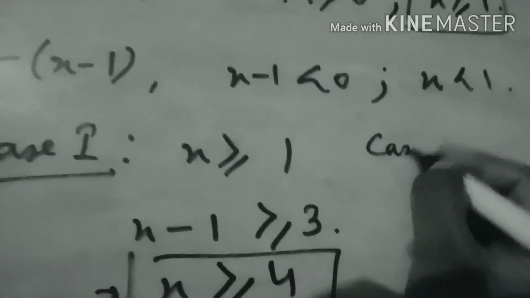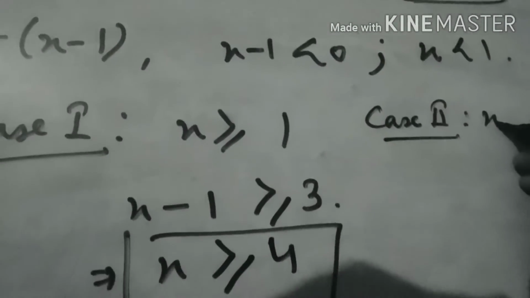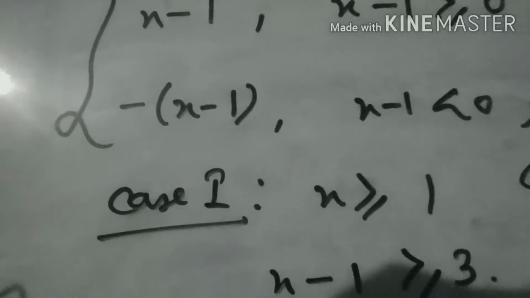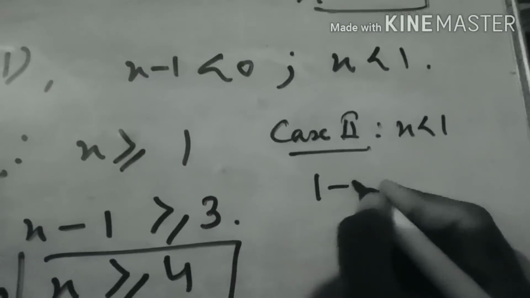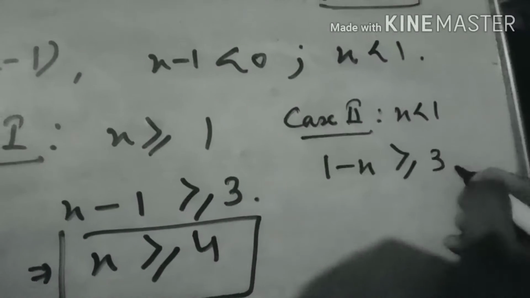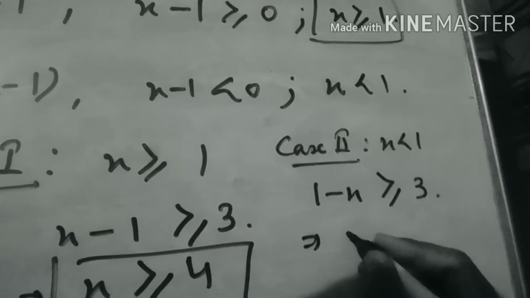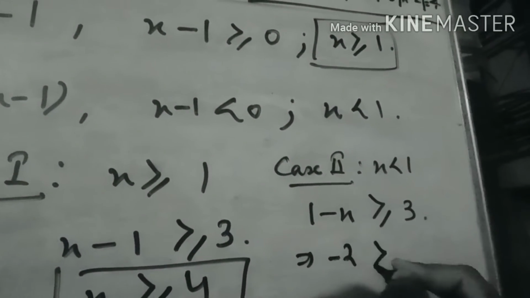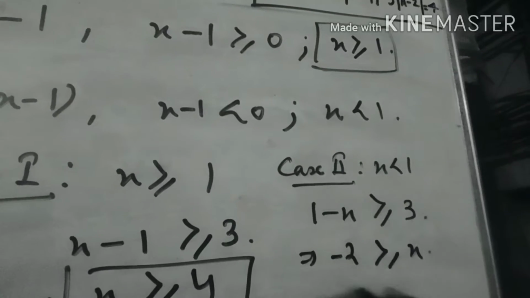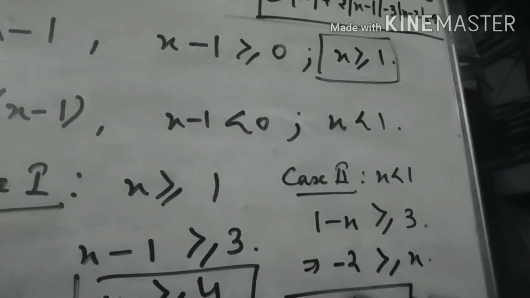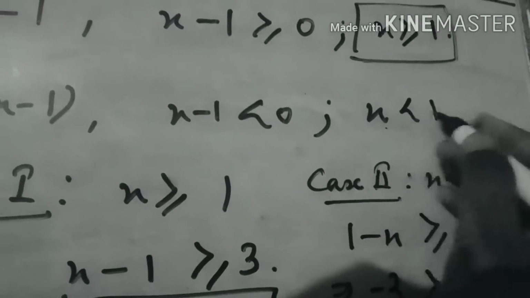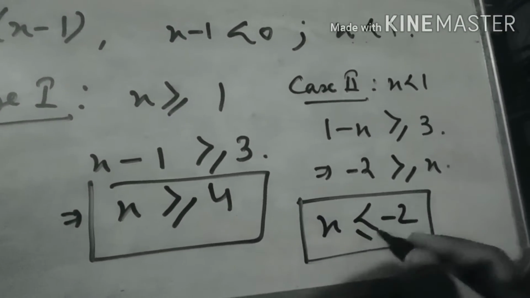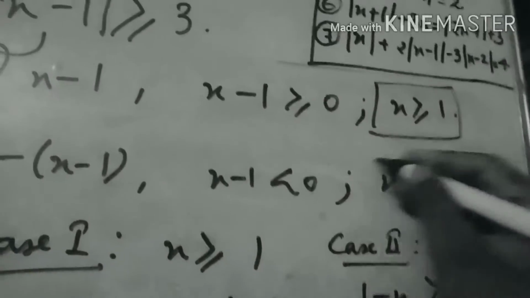And we'll be taking case 2. Case 2 will be when x is smaller than 1. When x is less than 1, the value will be minus of x minus 1. That can be written as 1 minus x is greater than or equal to 3, which can also be written like minus 1 minus 3, which will be minus 2. Minus 2 is greater than or equal to x, means x is smaller than or equal to minus 2, which must be, if x is smaller than 1 and x is smaller than or equal to minus 2, which is smaller, then this condition is satisfied. Means the values of x are satisfied by both conditions.